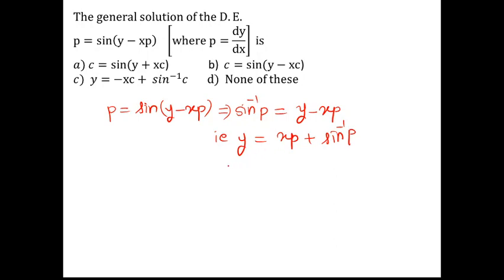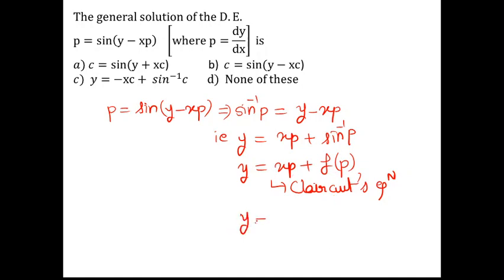So see here it is of the form y is equal to xp plus function of p, right? So this is nothing but a Clairaut's equation, right? When we have an equation of this form, then this is Clairaut's equation. And how to obtain the general solution of Clairaut's equation? That is obtained simply by replacing p by c. So what we have, y is equal to what? Replacing p by c, we have xc plus sine inverse of c, right?